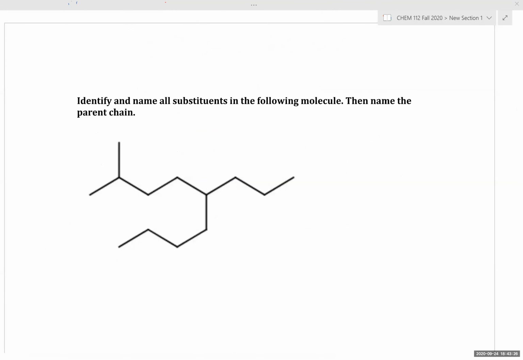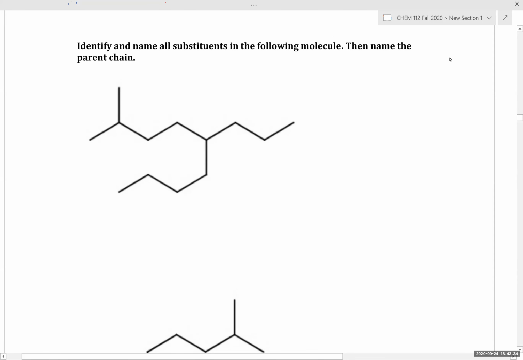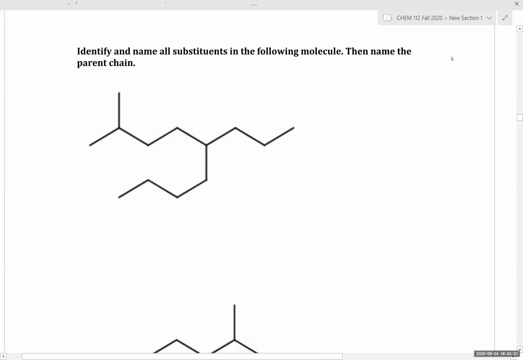So, continuing on with our discussion of nomenclature, let's work on another example as part of our group work. Let's try to identify and name all substituents in the following molecule, and then name the parent chain. Don't be shy to utilize the annotate feature.